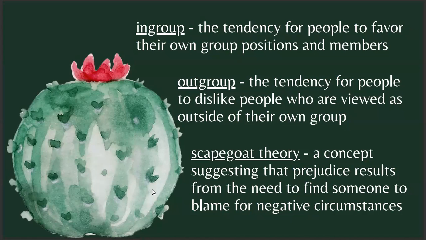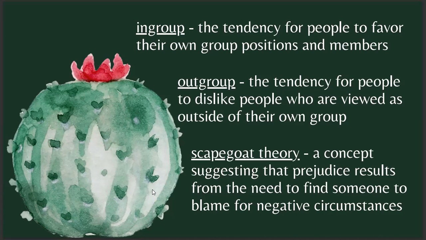In the line of prejudice and discrimination, we have in-group and out-group, and then scapegoat theory. So in-group is a tendency for people to favor their own group positions and members. It's very easy to do that, you relate to those people more. You feel like you have community with them. So you feel like the group that you are part of, that you're right, that you should, yeah, of course I would favor these people. But then outgroup is a tendency for people to dislike people who are viewed as outside of their own group.